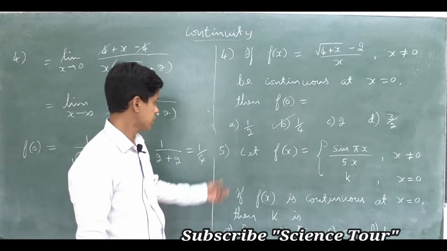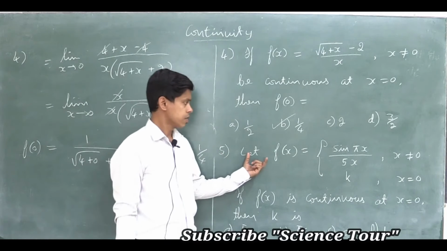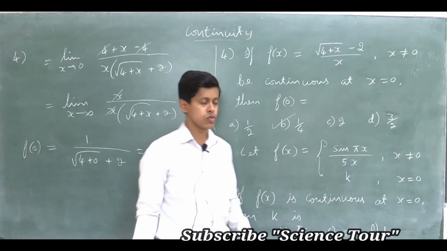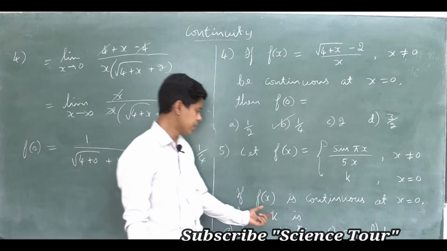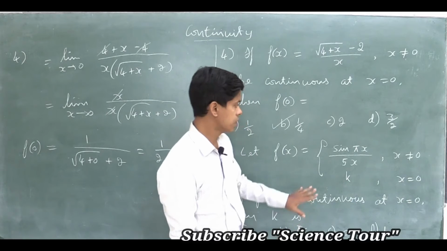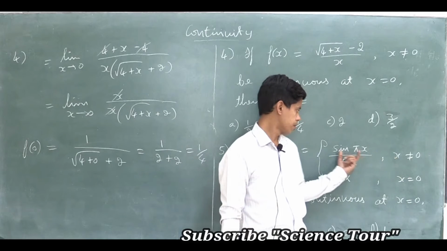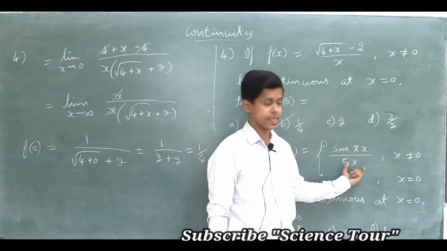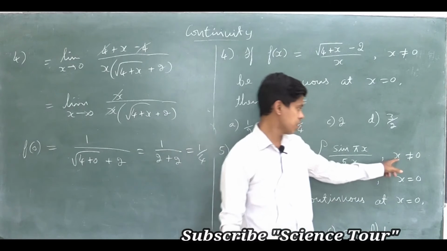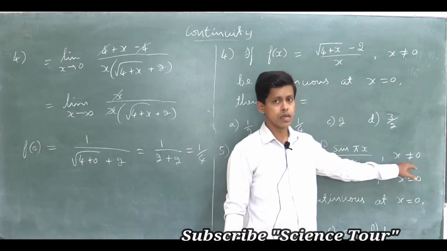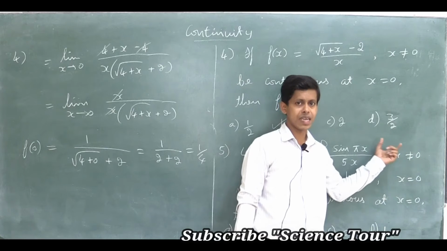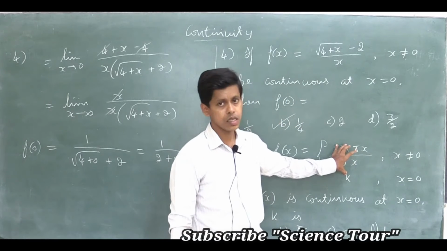Having solved that, now let's move to the fifth question. Here again f of x is given and it is said to be continuous at x is equal to 0, and what we need to find here is the value of k. Well, so here you have got sin pi x by 5x when x is not equal to 0. First understand the meaning of this. What is the meaning of x is not equal to 0? Either x is less than 0 or x is greater than 0. So both left hand limit and right hand limit are covered in the same function.